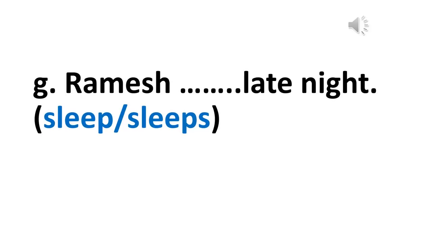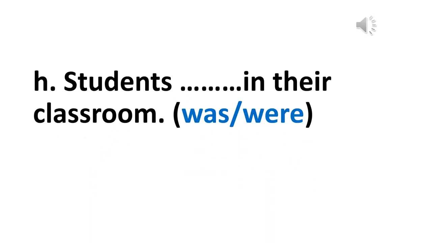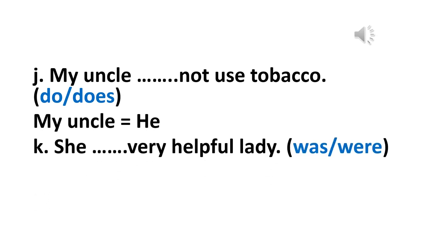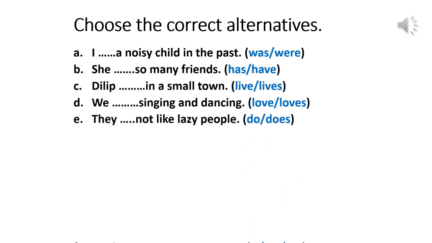Likewise, number G, there is Ramesh as subject. And Ramesh is he for us. So when you sing the song of sleep and sleeps, keep in mind Ramesh is he. Number H, students. Students are they for us. And our cat, we can call it it. Our cat is it for us. My uncle is he. And number K is easy for you. Number L, there is people as a subject. People is they for us. So in this way, you can do all the exercises by the help of the song you just enjoyed singing or listening.